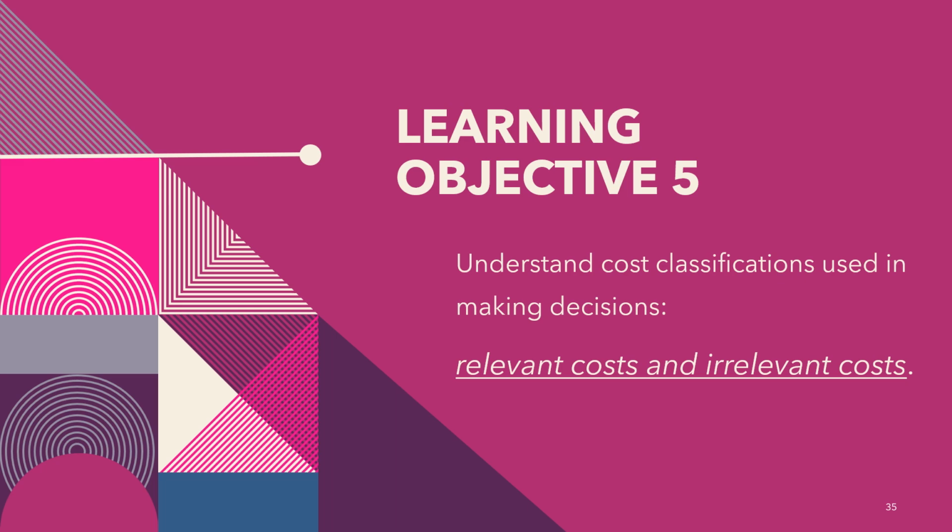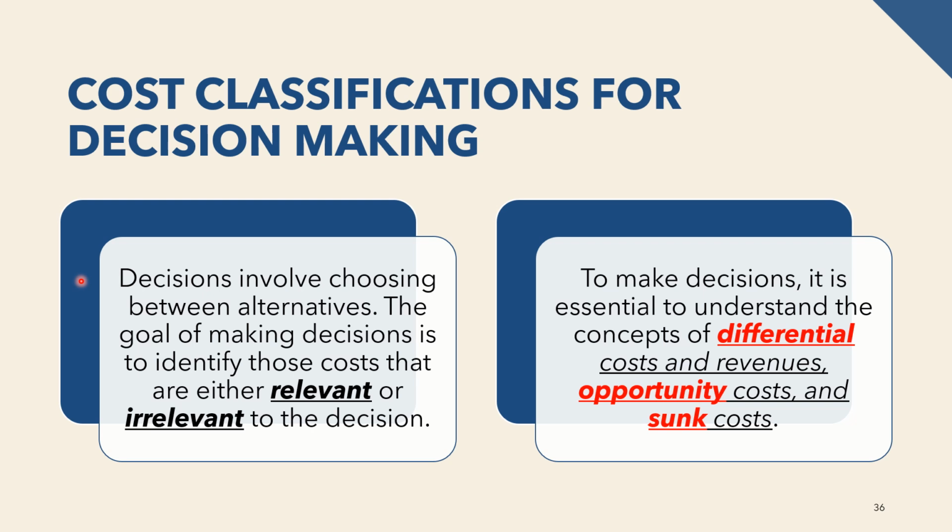Now let's move to learning objective number 5. For this part, we need to understand the cost classifications used in making decisions, and they are relevant cost and irrelevant cost. Decisions involve choosing between alternatives. The goal of making decisions is to identify those costs that are either relevant or irrelevant to the decision itself. To make decisions, it is essential to understand the concepts of differential cost and revenues, opportunity cost, and sunk cost.